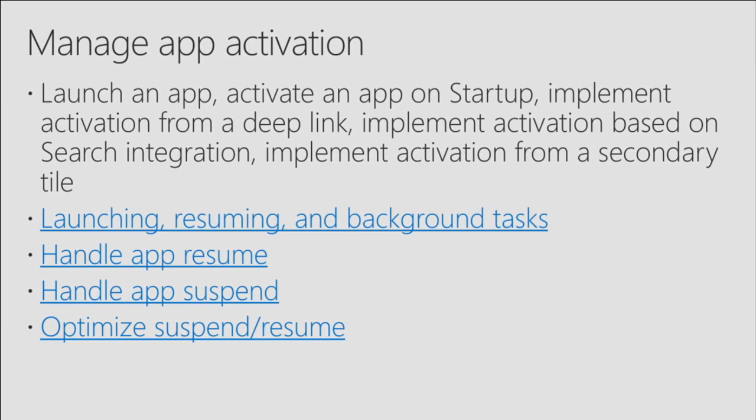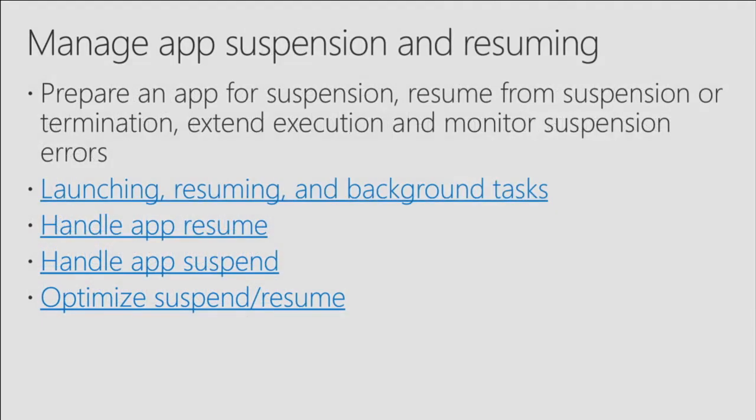So understanding that, and also secondary tiles. Not a lot of people implement secondary tiles. I'm not gonna go too deep into this, but if you're implementing secondary tiles, people can activate your app from a secondary tile. So understanding if they activate your app from a secondary tile, identifying that, and then implementing any custom logic you want for that.